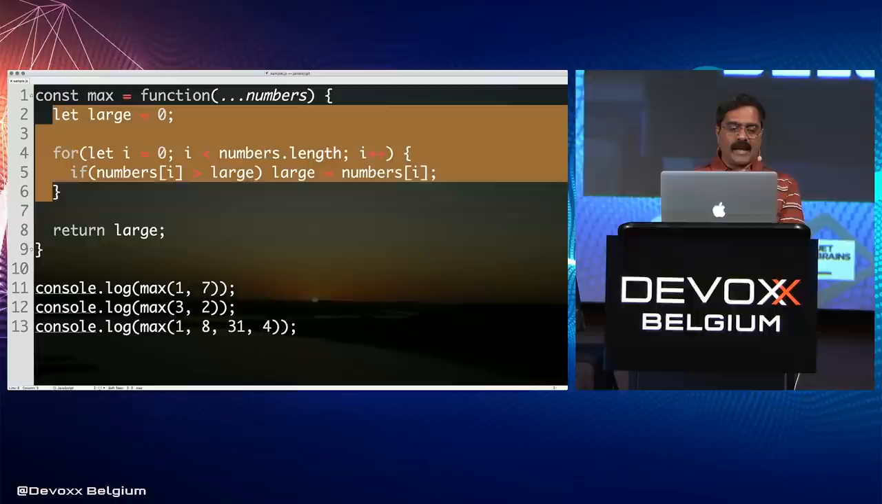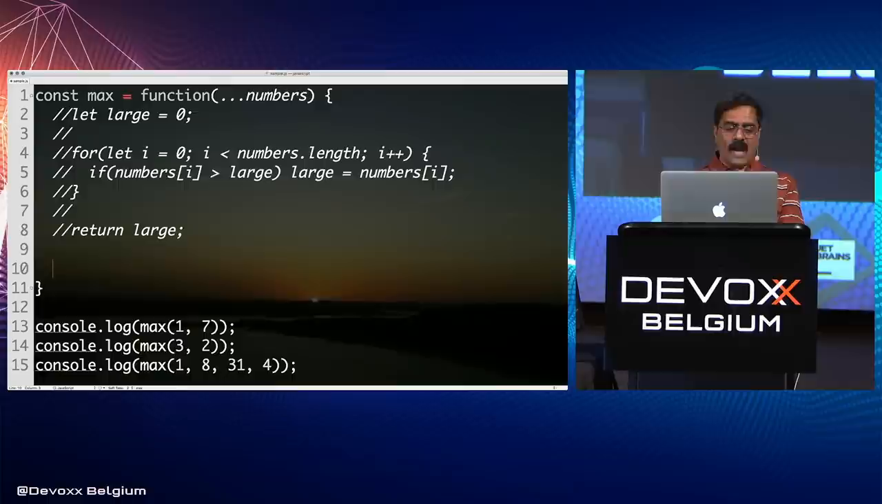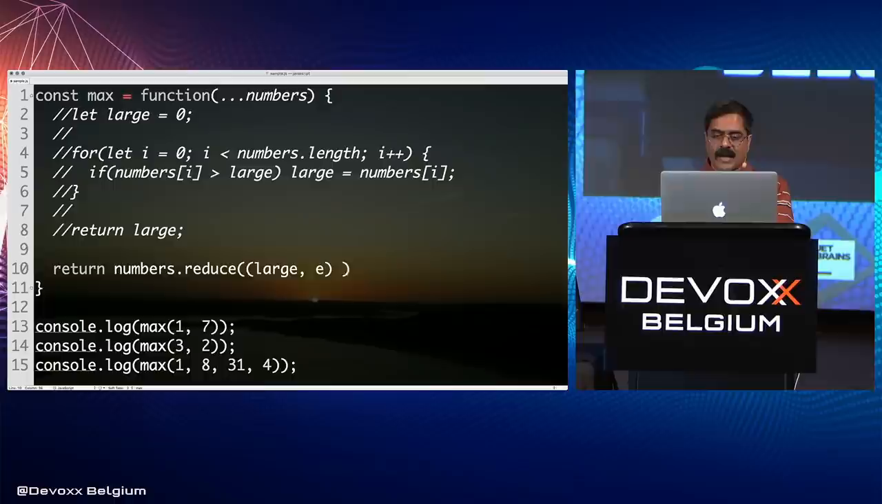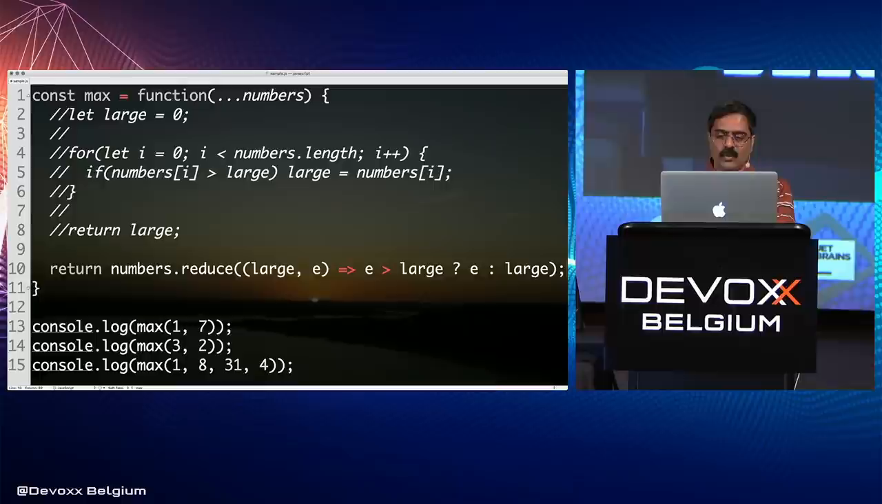We can take all that fluff out of here from the imperative style code, and we can write a functional style code really nicely. We can say numbers.reduce right here, and then we can say large, comma, element, and I can then say if element is greater than large, then return the element for me, otherwise return large, and as a result, you can write the code a lot more elegantly, as you can see. So without having to write that many lines of code, you can use a functional style code to write it.